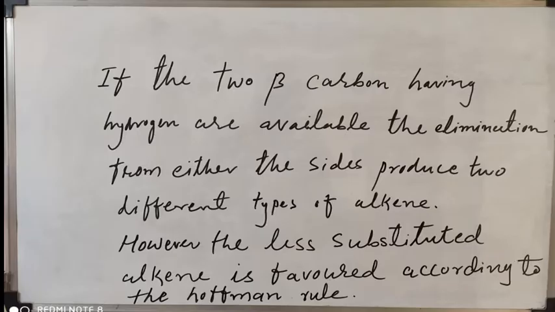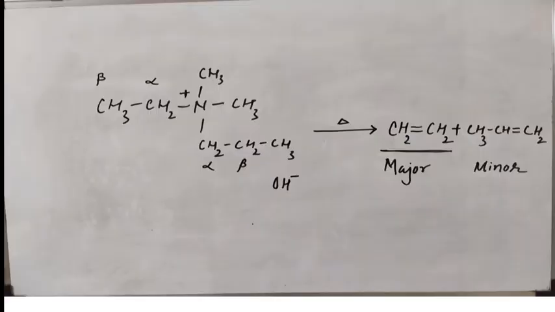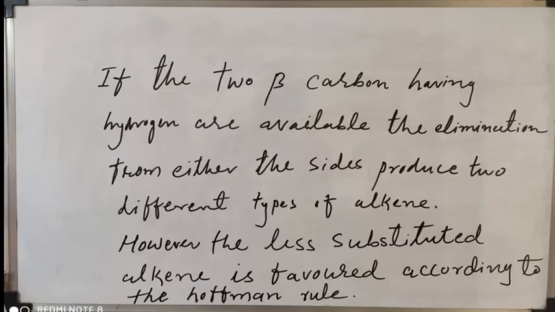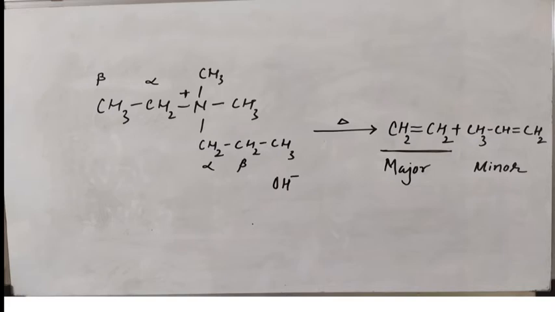Okay, now if 2 beta carbons having hydrogen are available, then elimination from either side produces 2 different kinds of alkene, and according to the Hofmann rule, the less substituted alkene is obtained as the major product. So it's exactly opposite to the Saytzeff rule, right? Hofmann says that whenever 2 beta carbons are available for elimination, the less substituted alkene is obtained as the major product. And let us see, this is the example of quaternary ammonium hydroxide salt.